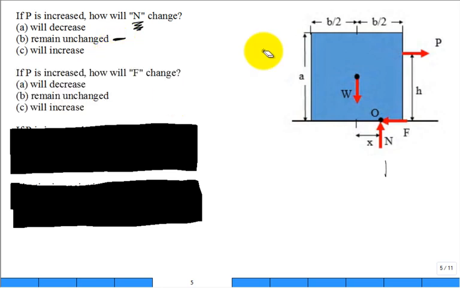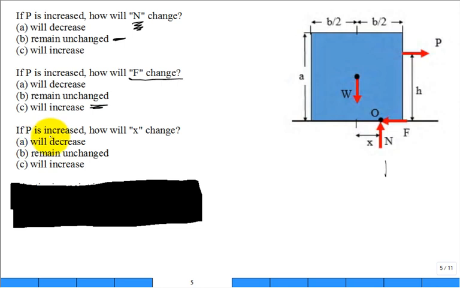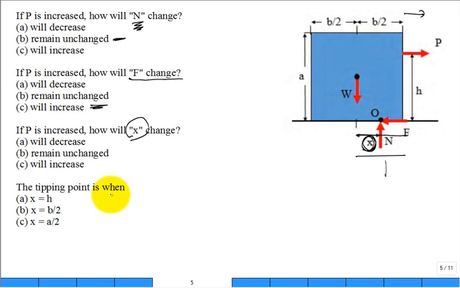It'll be unchanged. If P is increased, how will F change? It will go up too, and it's one-for-one as we've shown. If P is increased, how will X change? Now we're getting a little trickier. Won't it move over and over and over? And just like I had the question of, can P be applied with h greater than a? You said, no, that doesn't make sense. Well, guess what? What's the maximum value for X? The tipping point of this crate is when X is equal to, what is it, A, B, or C? B. And can X ever be greater than B over 2? No, it doesn't make any sense. It would have tipped. Okay.